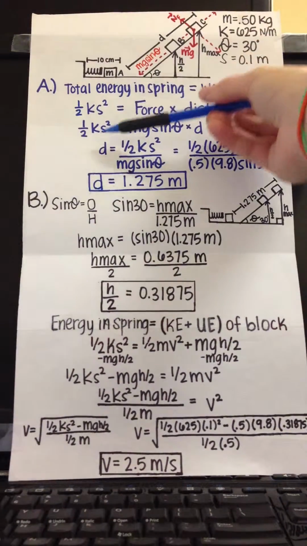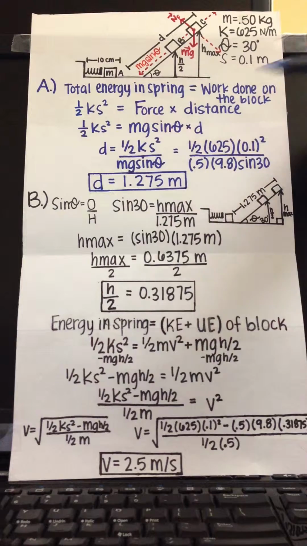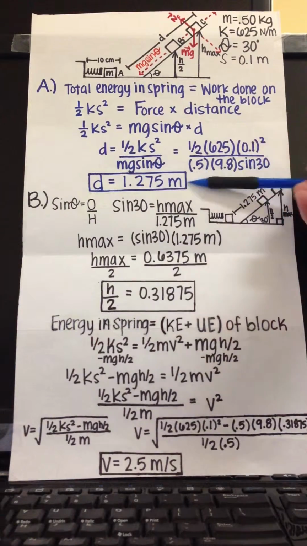So you get 1/2 ks squared equals mg sine theta times d, and then you just solve for d, and you get that the distance was 1.275 meters.